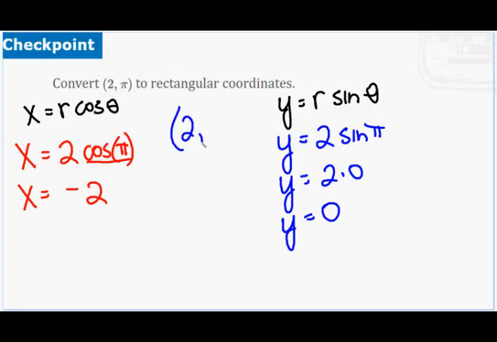So our old coordinates were 2 comma pi under the polar. Our rectangular coordinates would be negative 2 comma 0.